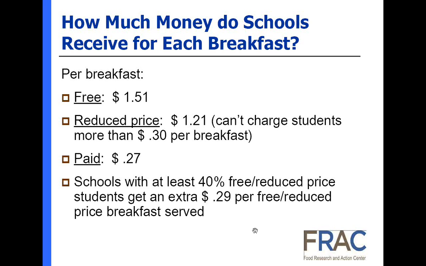The last bullet on this slide shows an important point too, as we look at particularly schools that have high percentages of free and reduced price students attending them. They get an extra 29 cents for each free or reduced price breakfast served if 40% or more of the kids that participate in the school lunch program are at free and reduced price.